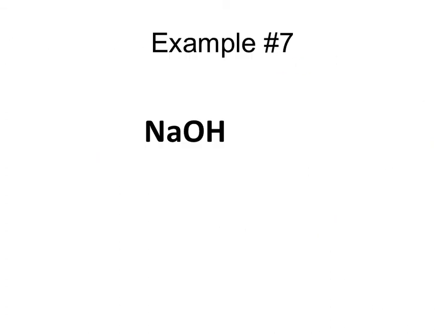All right, so example 7 is a base. I recognize that because I see the OH and I also see a metal. So I'm going to follow my rules. For a ternary ionic compound, I'm going to cut it before the polyatomic ion. I'm going to name the metal, which is sodium, and I'm going to name the polyatomic ion, which is hydroxide.